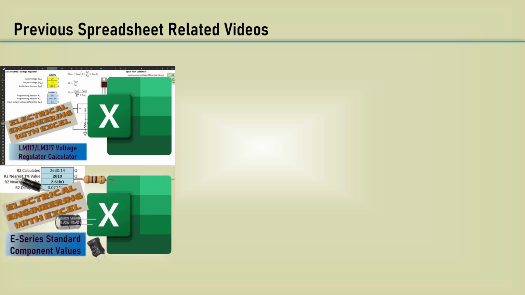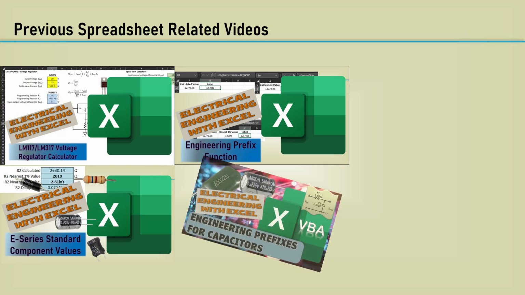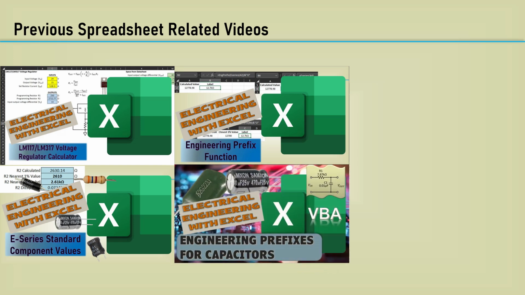The E-Series user-defined function developed Visual Basic for Applications code to return the closest standard component value from the various E-Series values. We also developed code to return the SI engineering prefix for a given value. It scaled the number accordingly and returned the number as text with the associated SI prefix. We developed a variation of that function for capacitors that does not return nano or milli. All these user-defined functions are already loaded in this workbook we are about to make.